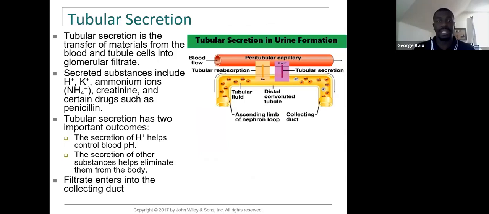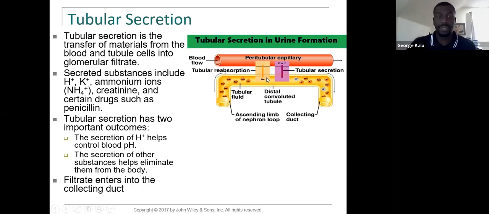Some of the things that can be secreted out would be hydrogen ions, which will help to monitor your blood pH levels, some potassium, some ammonium ions, creatinine is another one, and then some different types of drugs like penicillin. They can all be excreted or secreted from the peritubular capillaries into the renal tubules, as we see here.